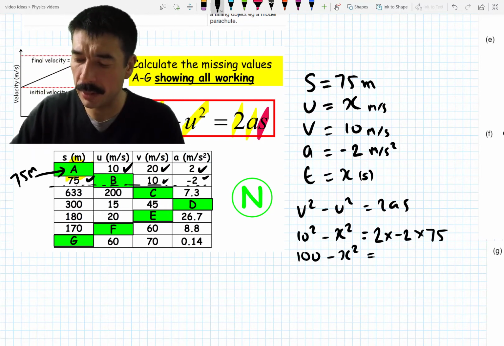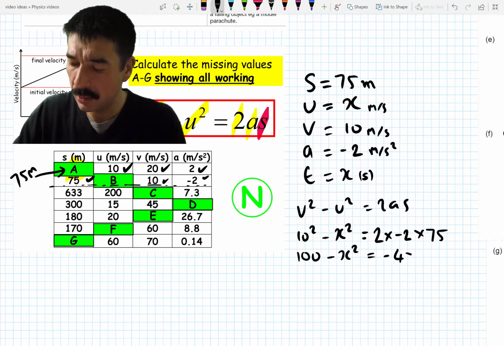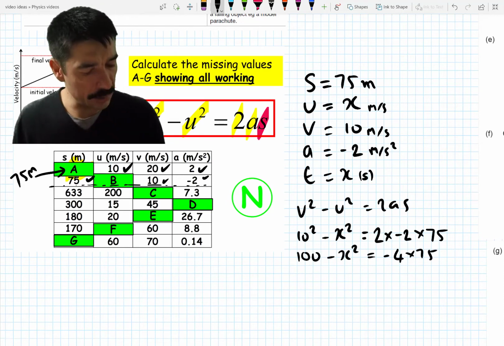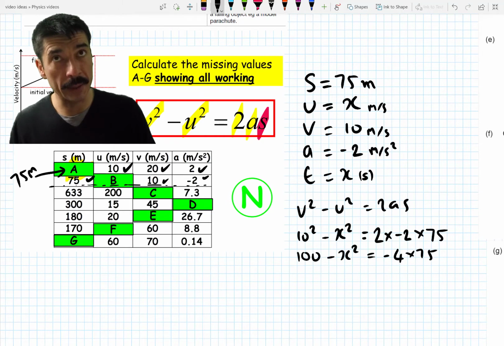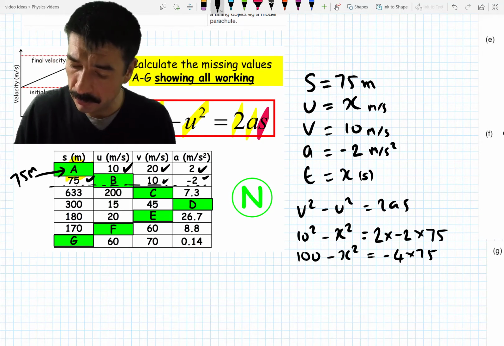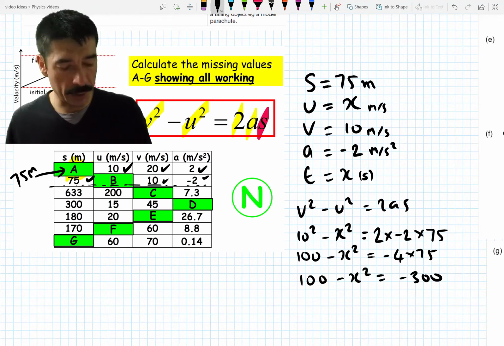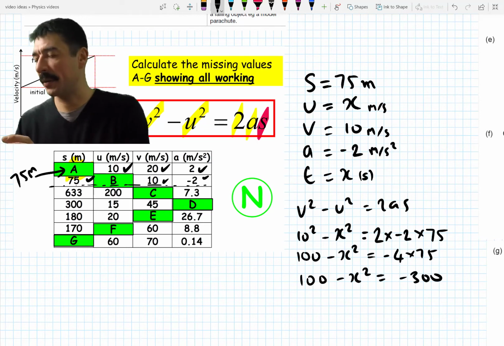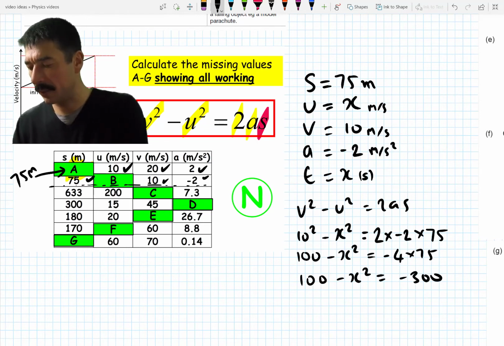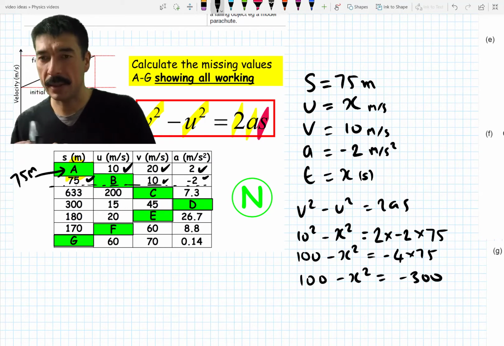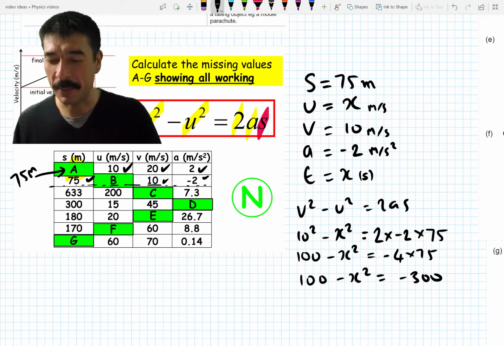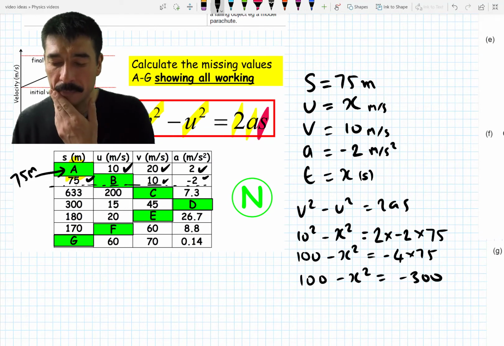2 times -2 is -4 times 75. Right, -4 times 75 is going to be -300. So let's just keep going. 100 minus x squared equals -300. Just to make sure I'm not being thick, -4 times 75. Yes, it's -300. Shouldn't doubt myself. Now it's a bit messy, isn't it?